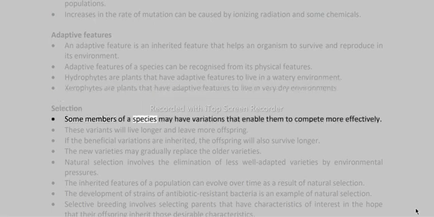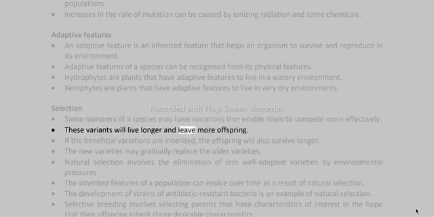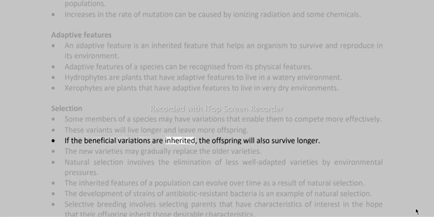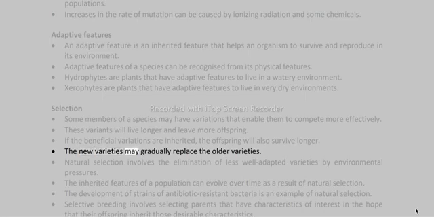Selection. Some members of a species may have variations that enable them to compete more effectively. These variants will live longer and leave more offspring. If the beneficial variations are inherited, the offspring will also survive longer. The new varieties may gradually replace the older varieties.